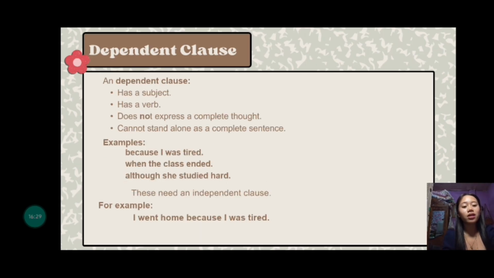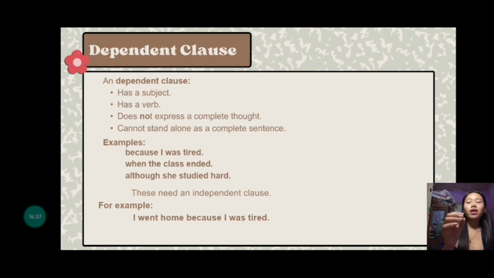Next, the dependent clause. The dependent clause has a subject, has a verb, does not express a complete thought, so it cannot stand alone as a complete sentence. There are examples here. Because I was tired, when the class ended, although she studied hard. Those are examples of dependent clauses.